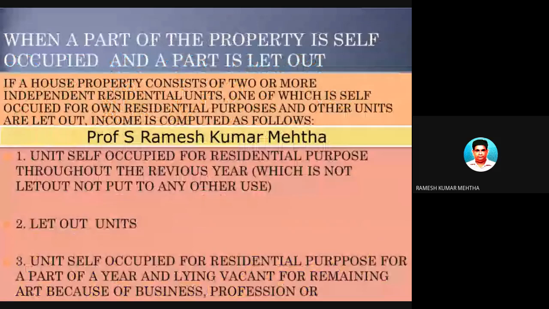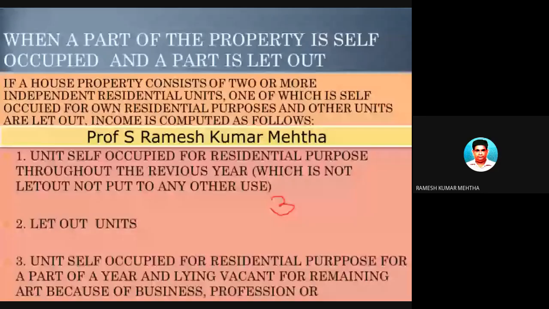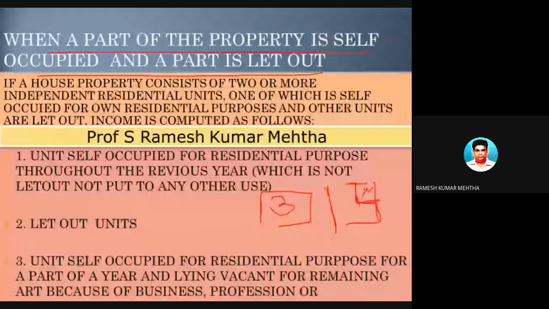Now situation 2 is done. Let's talk about situation 3. Situation 3 is when a part of the house property is self-occupied and a part is let out. So there is a house property like this: a part of this is self-occupied and this part is let out. There can be a circumstance like this also.